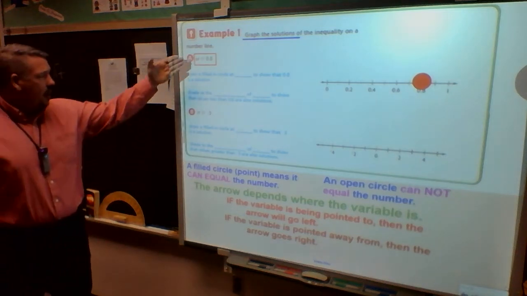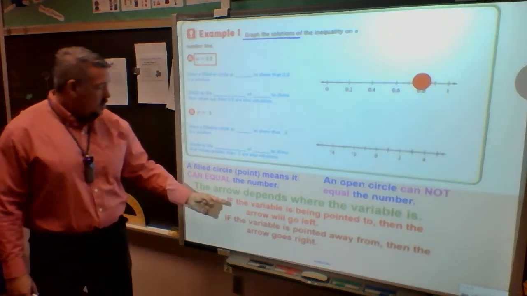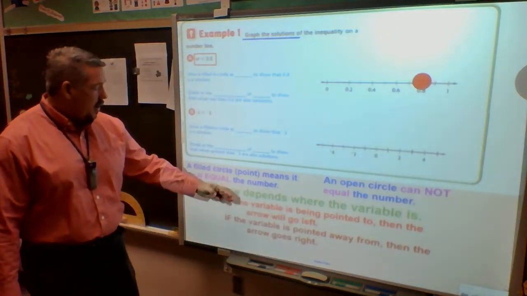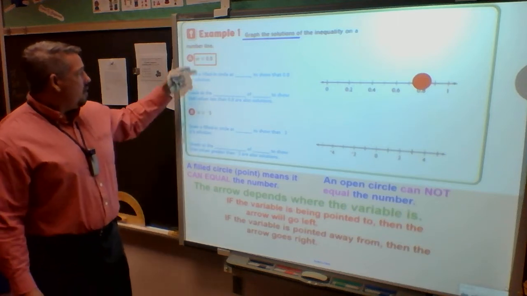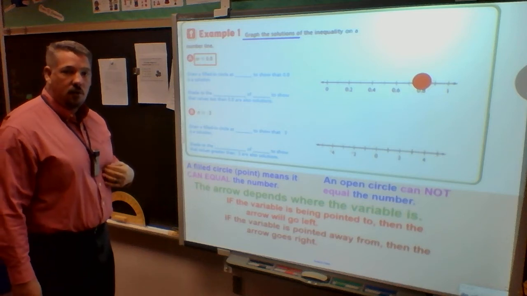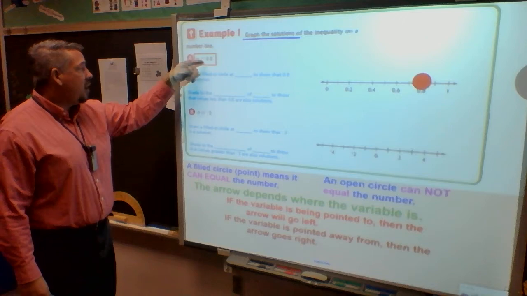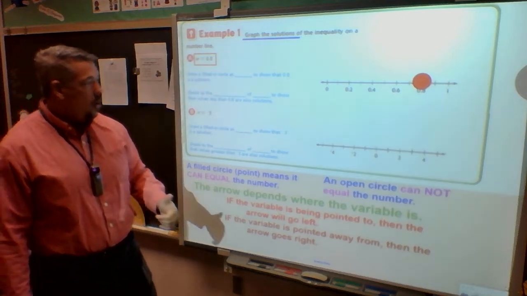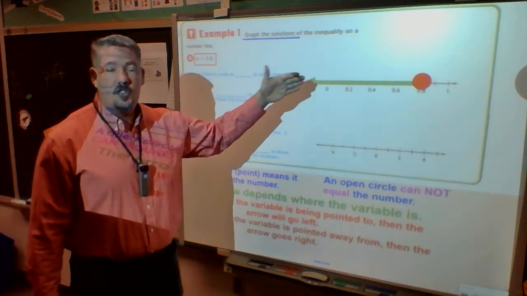And then I look at how the arrow is pointing. The arrow is pointing to my variable. If the variable is being pointed to, then the arrow is going to go left. How do I know that? Because any quantity that I put in as an answer can be equal to 8/10 or less than, because the arrow is pointing to the smallest number. And on my number line, everything that's less than goes left. So I shade it in.